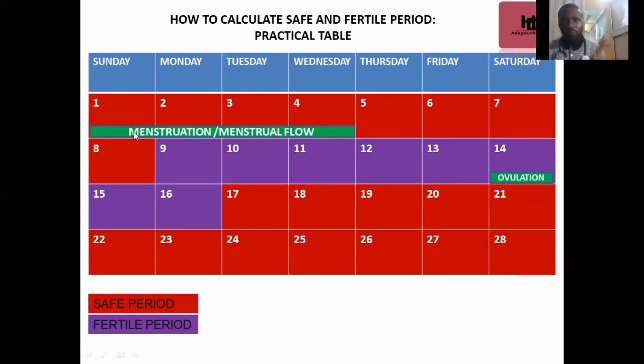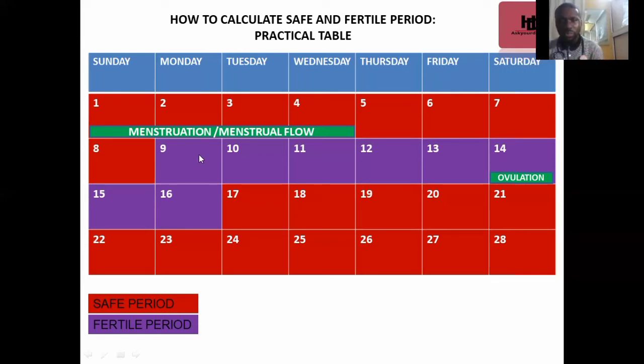So from the first day of your menses to the 8th day of your menses, if your cycle is 28 days and your ovulation is on the 14th day of the cycle, this 8th day is your last safe period. From the ninth day, which is 5 days to ovulation, is your fertile period. It is no longer safe for you to have unprotected sex, except you want to get pregnant. Therefore, it is termed the fertile period.